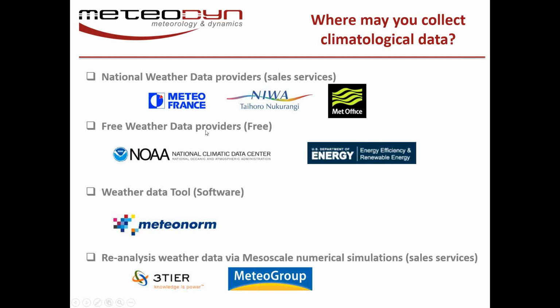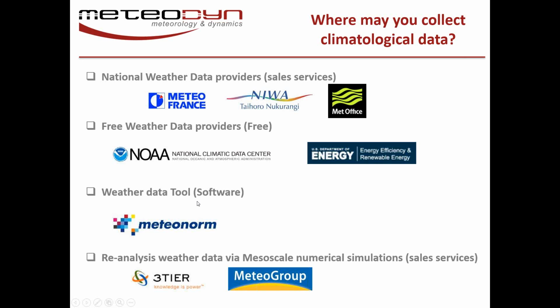Another way to get it is from free weather data providers such as NOAA. So you will get thousands of weather data all over the world. Please check on their website, it's quite easy to use. Another way to get it is from US Department of Energy. It's quite straightforward. Also, if you look on the internet, you will find all the information required.